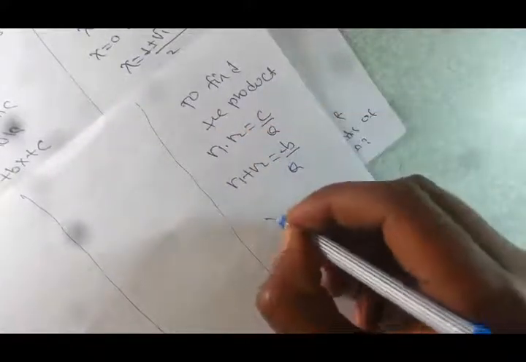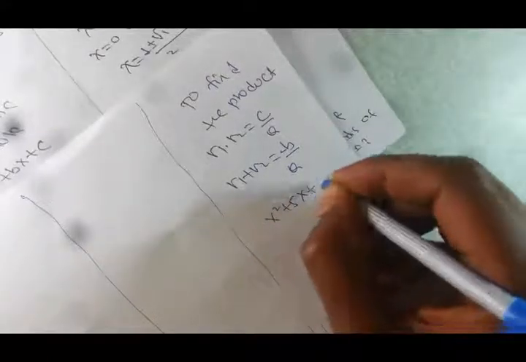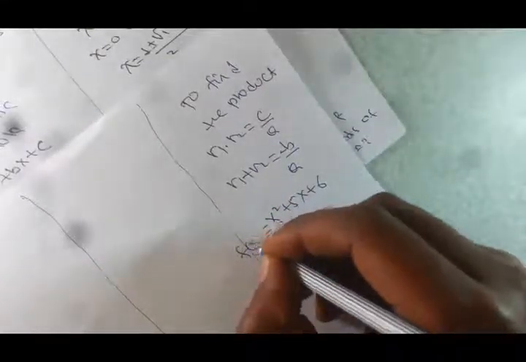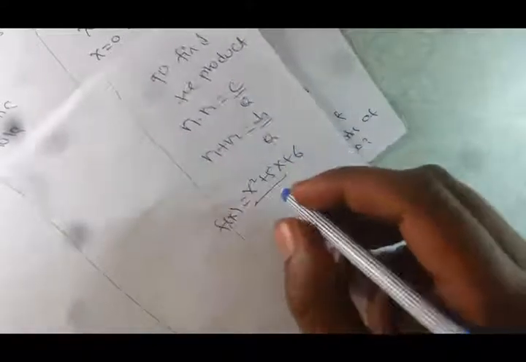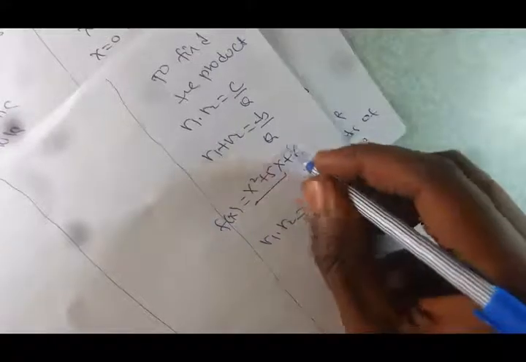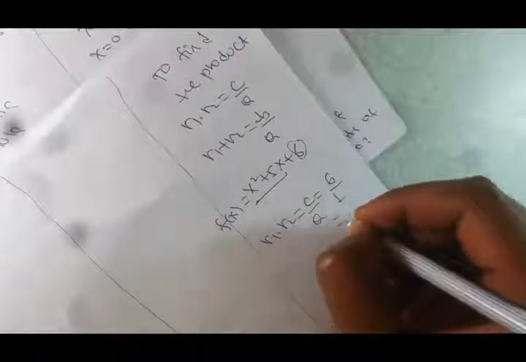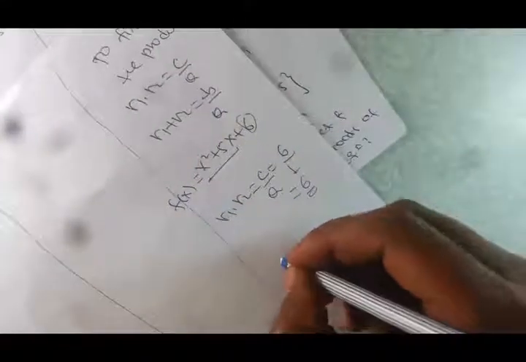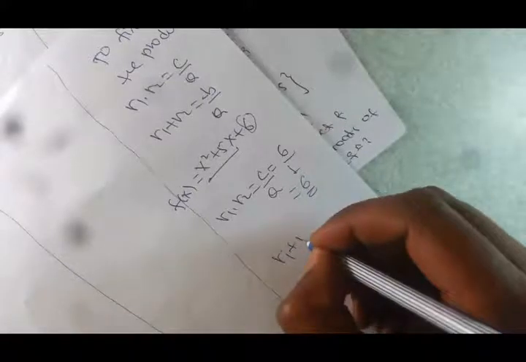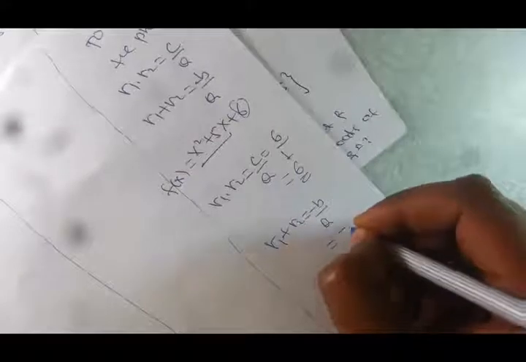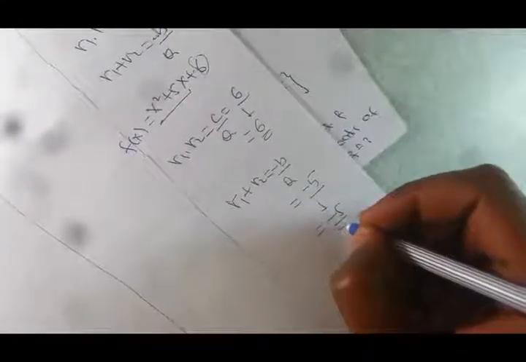For example, x squared plus 5x plus 6. Let's say f of x, a quadratic, is given by this. Therefore, to find their product, R1 times R2 is equal to C over A. In our case, C is this 6, divided by the value of A, the coefficient of x squared, which is 1. Therefore, their product is 6, and their sum, R1 plus R2, is equal to minus B over A, minus 5 over the value of A, which is 1. Therefore, it will be minus 5.